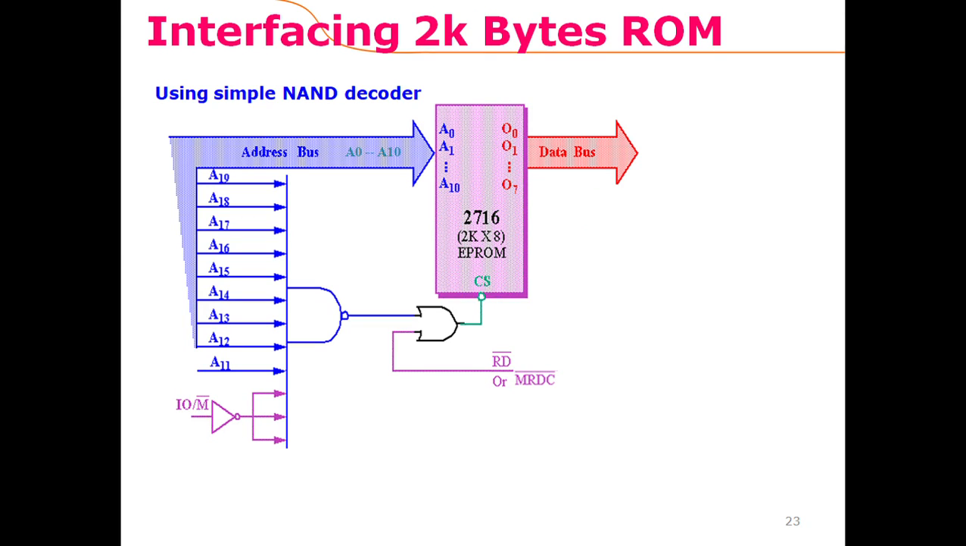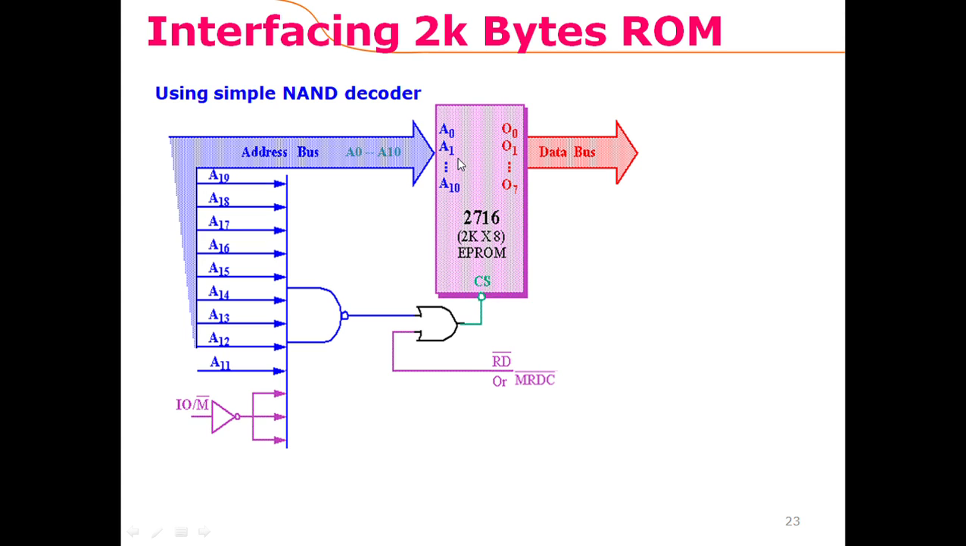So here we have some examples of how different amounts of memory, RAM and ROM, can be interfaced with the 8086 and 8088 microprocessor. So here in this example, we are using a very simple NAND decoder to decode the 20-bit address from the 8086 or 8088 microprocessor. And the memory chip used is 2716, and the organization of this memory chip is 2K cross 8. So that means there are 2 kilo locations inside this memory chip, and each location can store 8 bits of data.